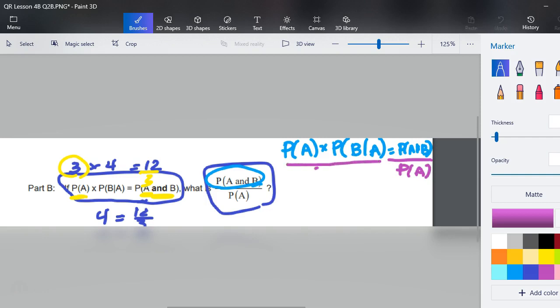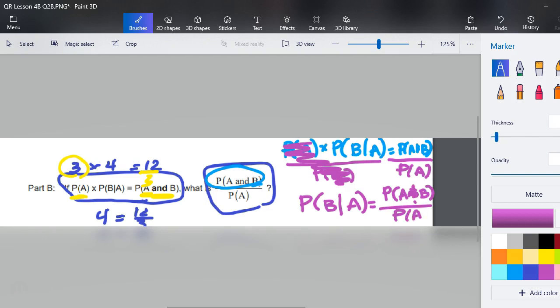Well, that would mean we need to do it over here, just like we did on part A. These are 1, and we end up with a brand new formula that says the probability of B occurring, given that A has already occurred, here's the formula. You and I are going to go find what's the probability of A and B, sorry about that, and we're going to divide it by the probability of just A.